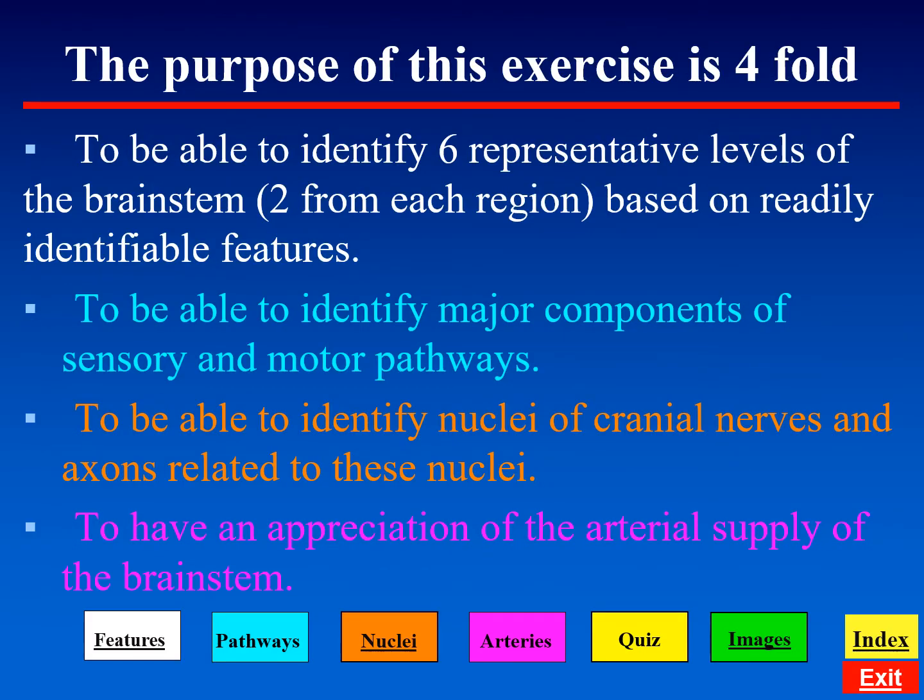In this section, we'll be looking at representative sections of the brainstem, medulla, pons, and midbrain, for the purpose of being able to identify those respective sections based upon major sensory and motor pathways that we find in those sections, based upon the cranial nerve nuclei that we see in those sections. And lastly, we want to look at the blood supply on a general basis of these brainstem levels.